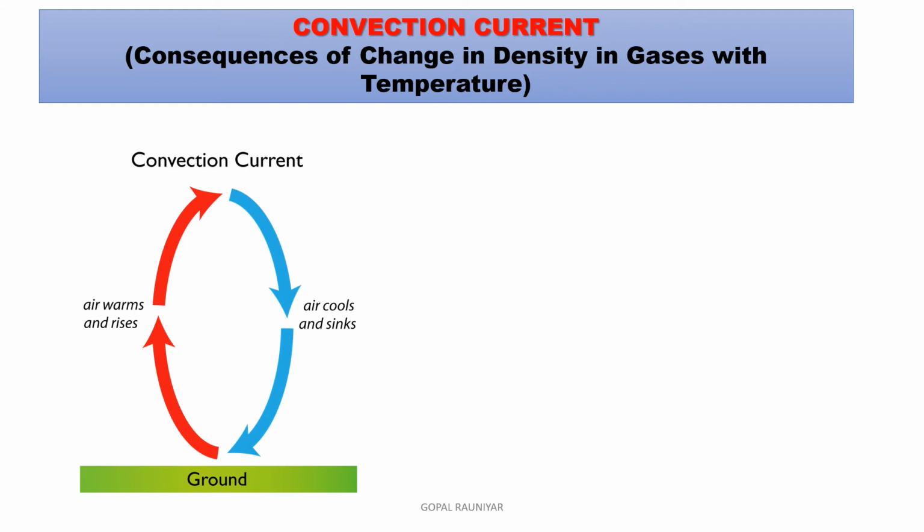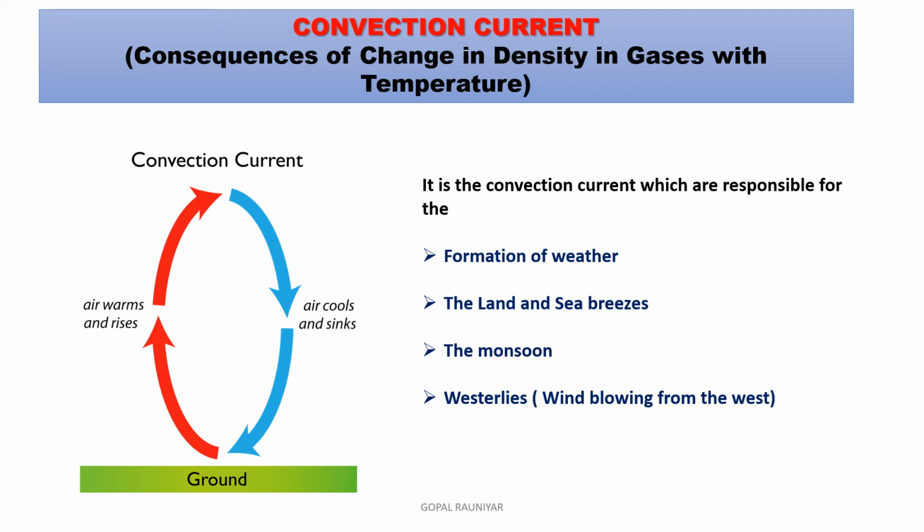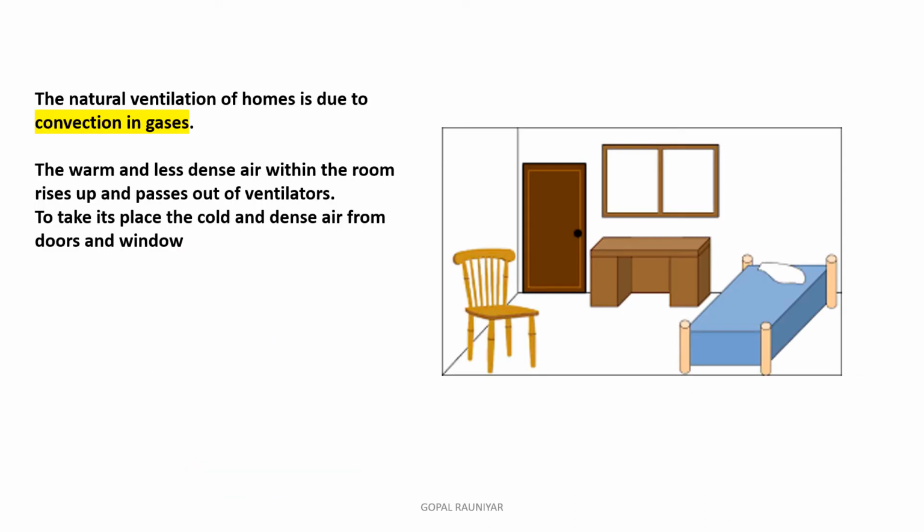It is the convection current in gases which is responsible for the formation of weather, the land and sea breezes, the monsoon, and the westerlies. Westerlies means wind that blows from the west.